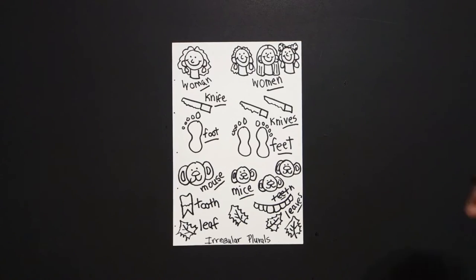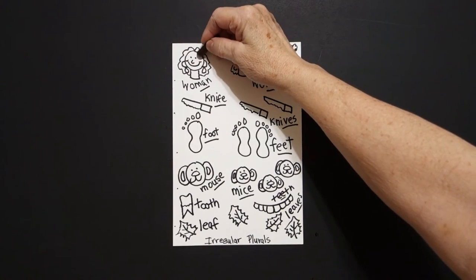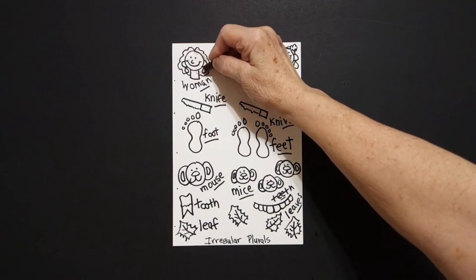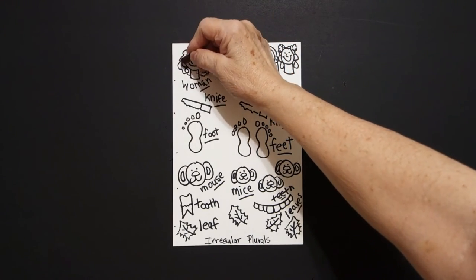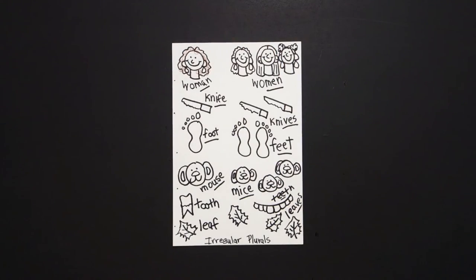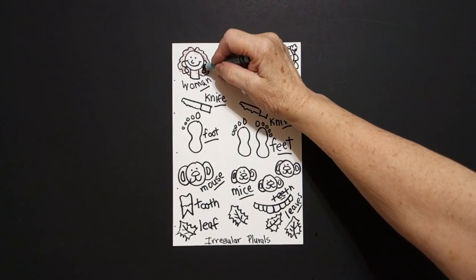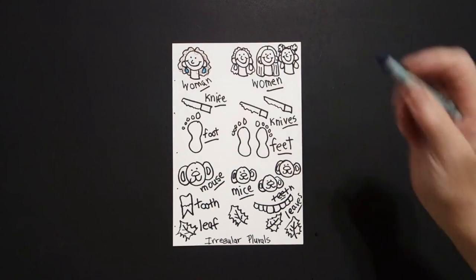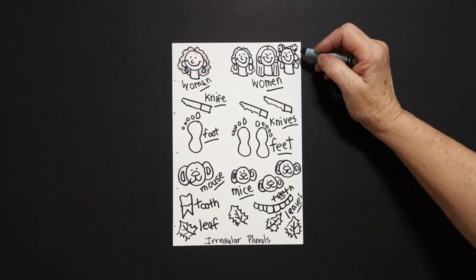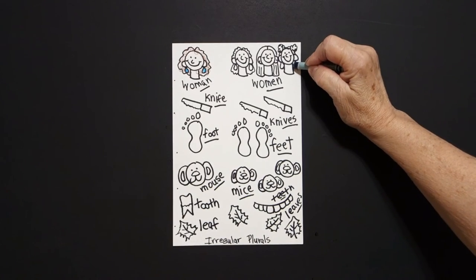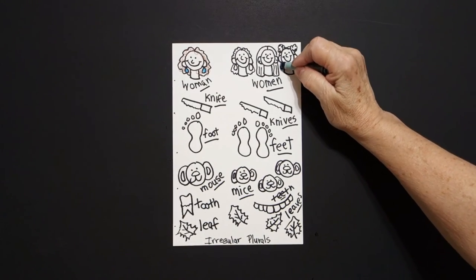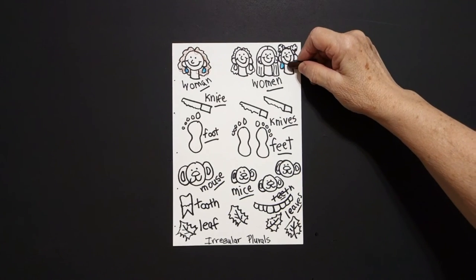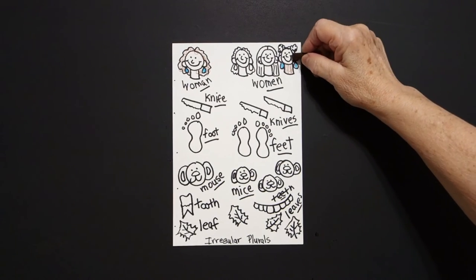Okay, I'm going to come up to my woman, and I'm just going to give her brown hair. Now, all of these can be colored in any way you want, because who cares? The main thing to remember are all of these irregular plurals. I'm giving her blue, green earrings. Now I look over here and I'm going to give this woman blue, green earrings and lightly colored brown.